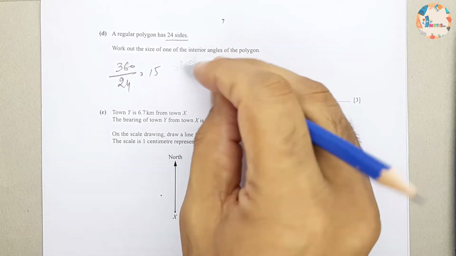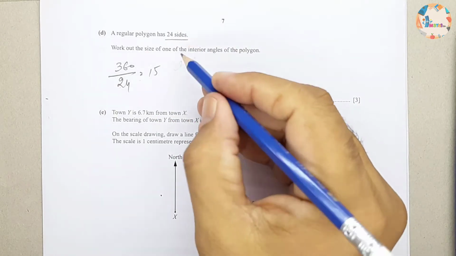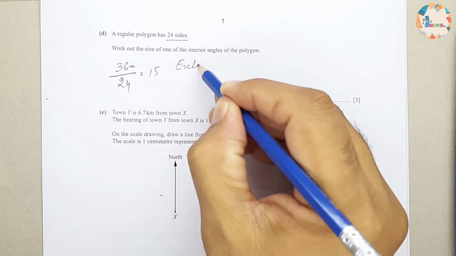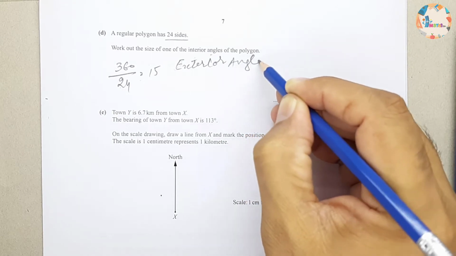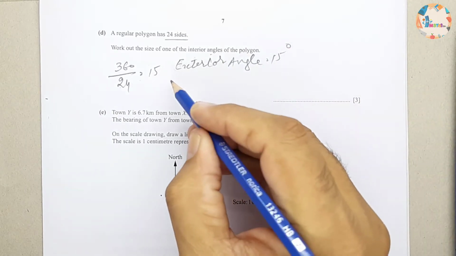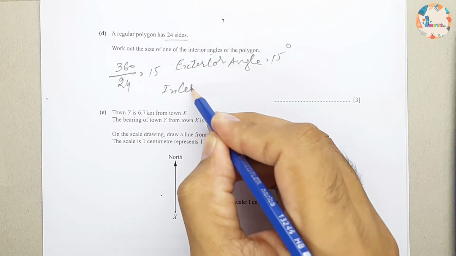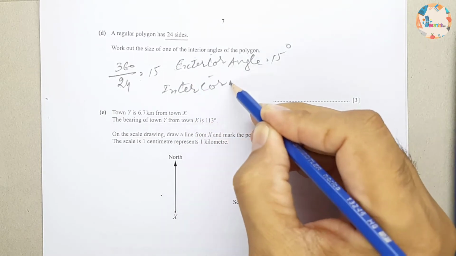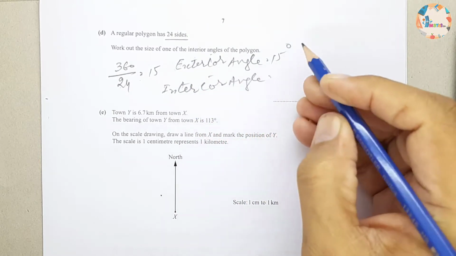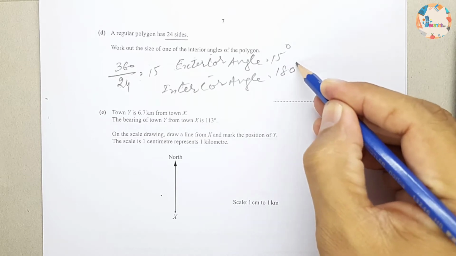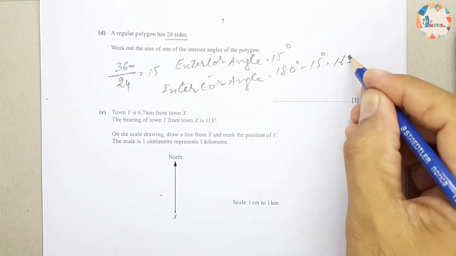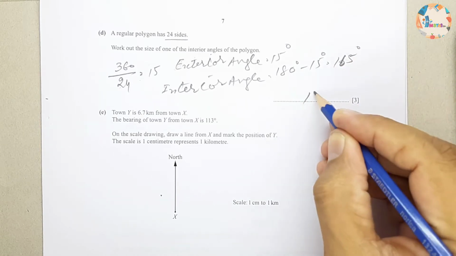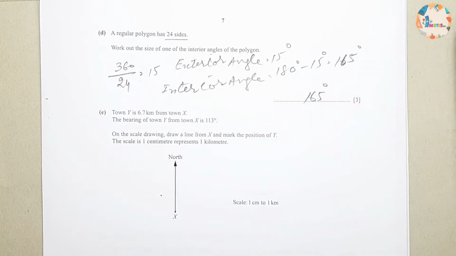We have to find the interior angle. So the exterior angle will be equal to 15 degrees. So the interior angle will be equal to 180 minus 15 degrees, which is equal to 165 degrees. So our answer will be 165 degrees.